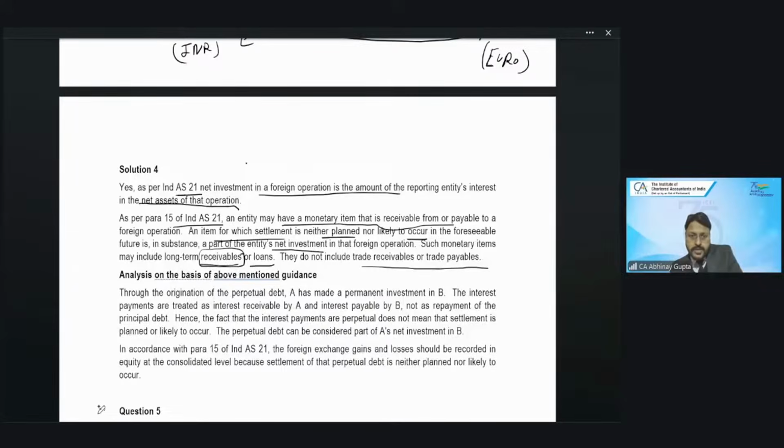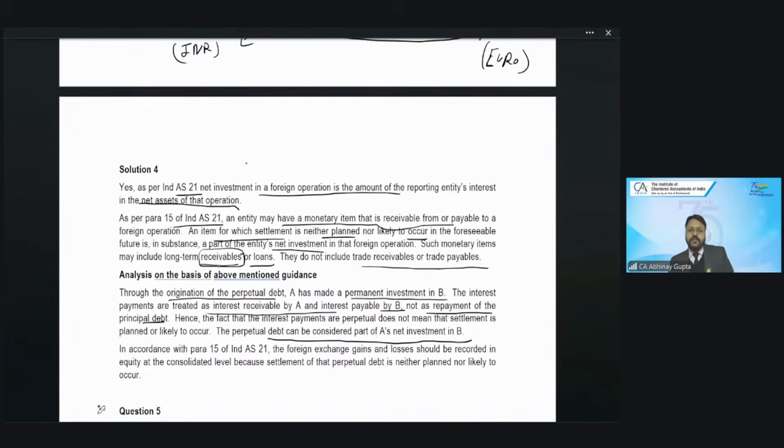Analysis on the basis of the above-mentioned guidance. Though with the origination of the perpetual debt A has made a permanent investment in B, the interest payments are treated as interest receivable by A and interest payable by B, not as a repayment of the principal debt. So, interest payments, even if they are happening on a regular basis, doesn't mean that the repayment of the loan is happening. Hence, since the repayment of the loan is neither planned nor likely to occur in the foreseeable future, the perpetual debt can be considered as part of the net investment in B.